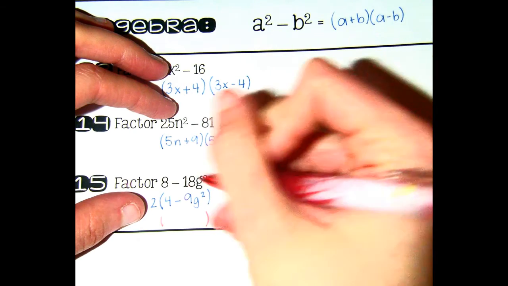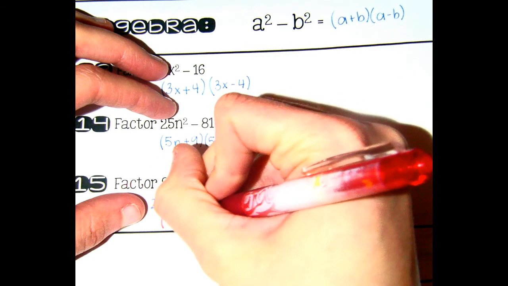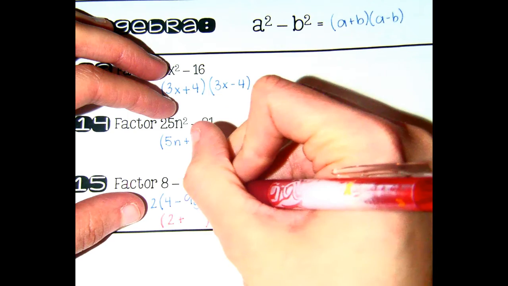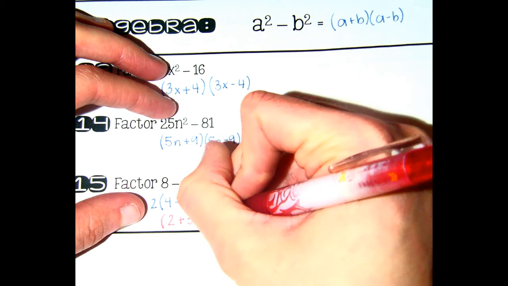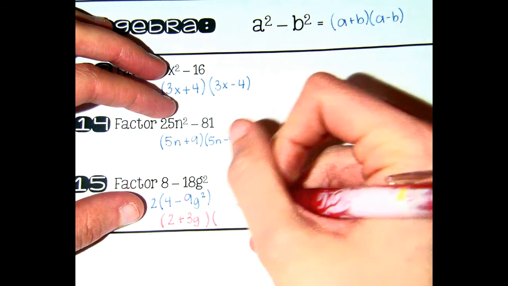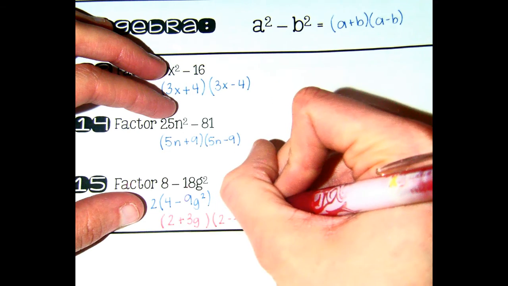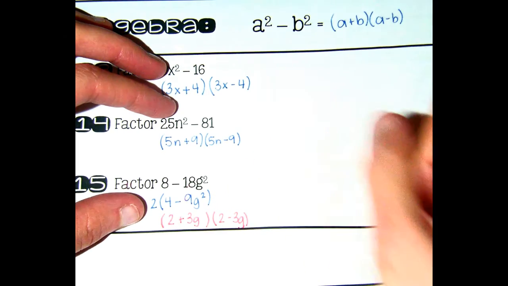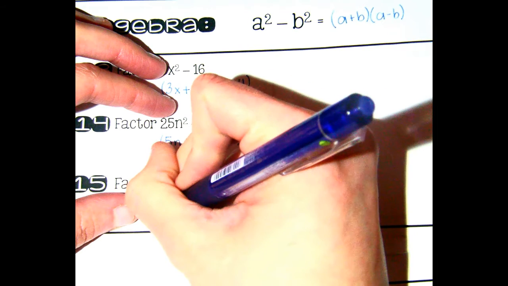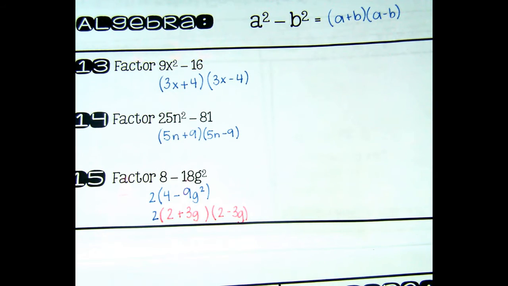What's the square root of 4? 2 plus, what's the square root of 9? 3g. What do I write in the other parenthesis? What do I need to bring down? Sometimes you have to take out a greatest common factor in order for it to work.